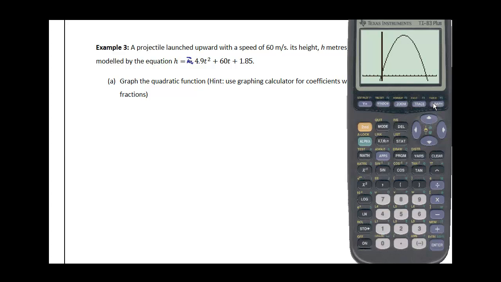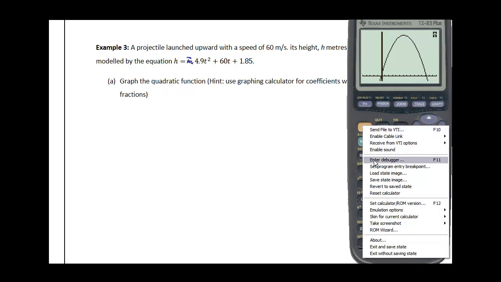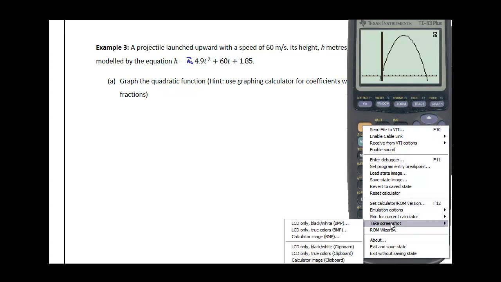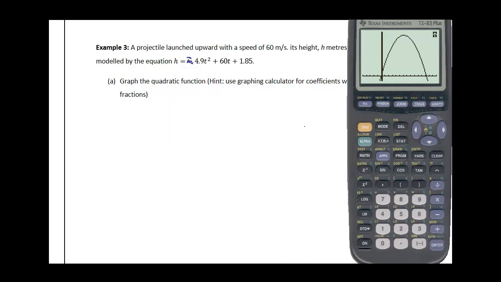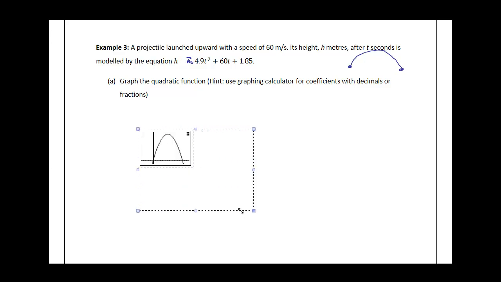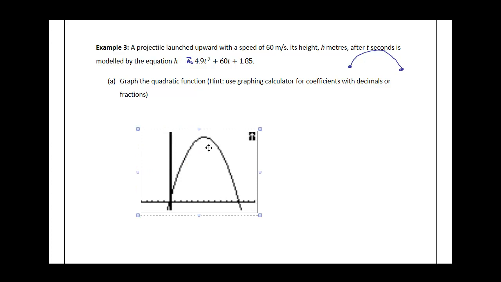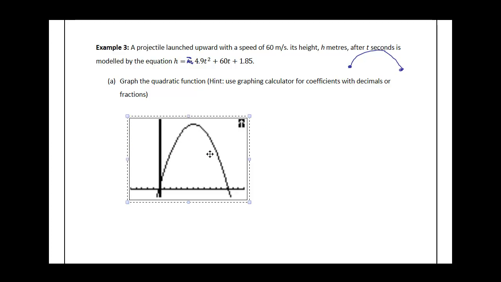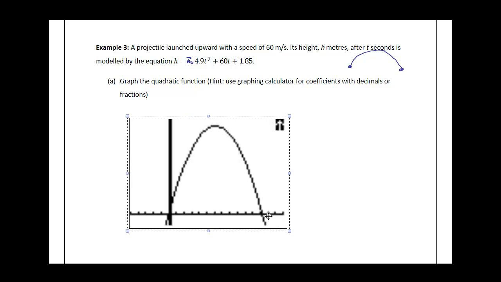There is our function. I'm going to use a little trick here, and I'm going to take a picture of our graph and put it onto our notes. So I'm going to click on second, and I'm going to take a screenshot, save it on my desktop. I'm going to go back to the notes here, and I'm going to insert picture, and there it is. Let's make it a little bigger. Perfect. That is what our graph looks like for this function.